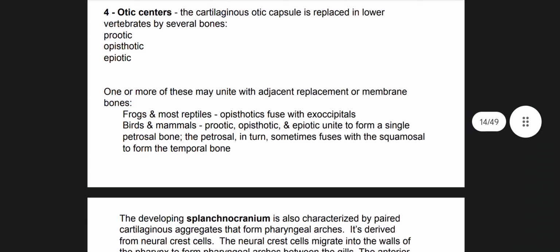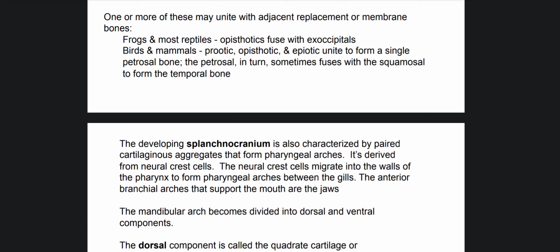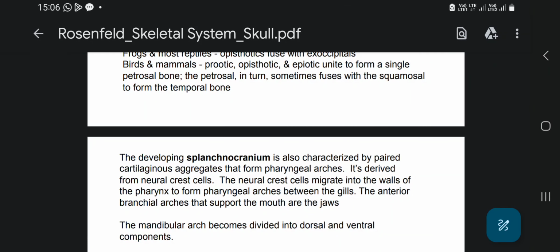The fourth one is the otic centers. The cartilaginous otic capsule is replaced in lower vertebrates by several bones: prootic, opisthotic, epiotic. One or more of these may unite with adjacent replacement or membrane bones. In case of frog and most reptiles, opisthotics fuse with exooccipitals. In birds and mammals, prootic, opisthotic, and epiotic unite to form a single petrosal bone. The petrosal in turn sometimes fuses with squamosal to form the temporal bone.